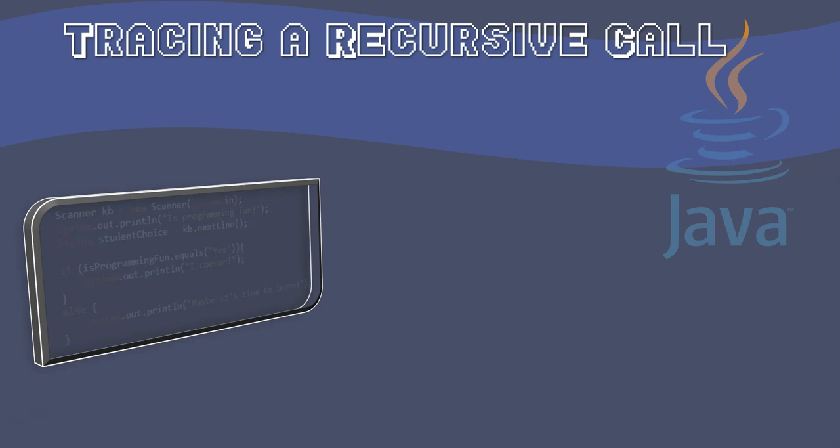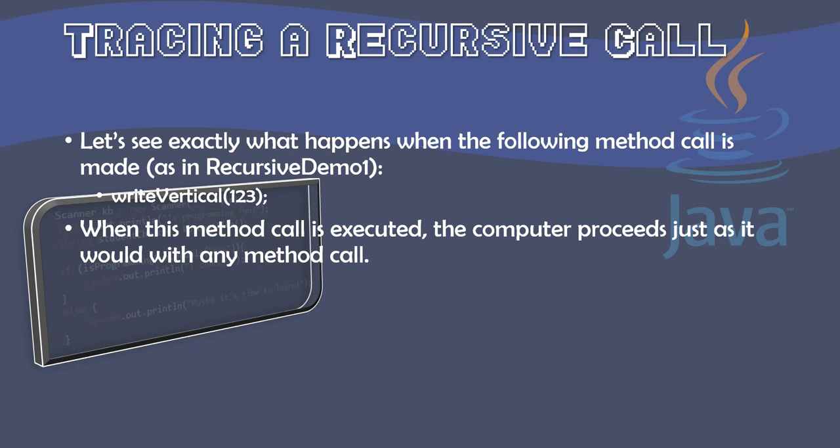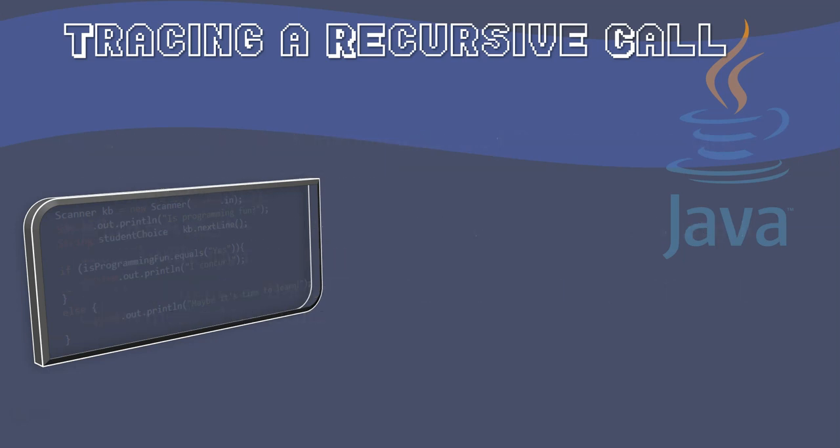So let's actually trace our recursive call now. Let's see what happens when the following method call is run, as made in the recursive demo 1. So writeVertical 123. When this method call is executed, the computer proceeds just as it would with any other method call. So it's going to take those numbers and plug them back into the method. So the argument 123 is substituted for the parameter n, and the body of the method is executed.